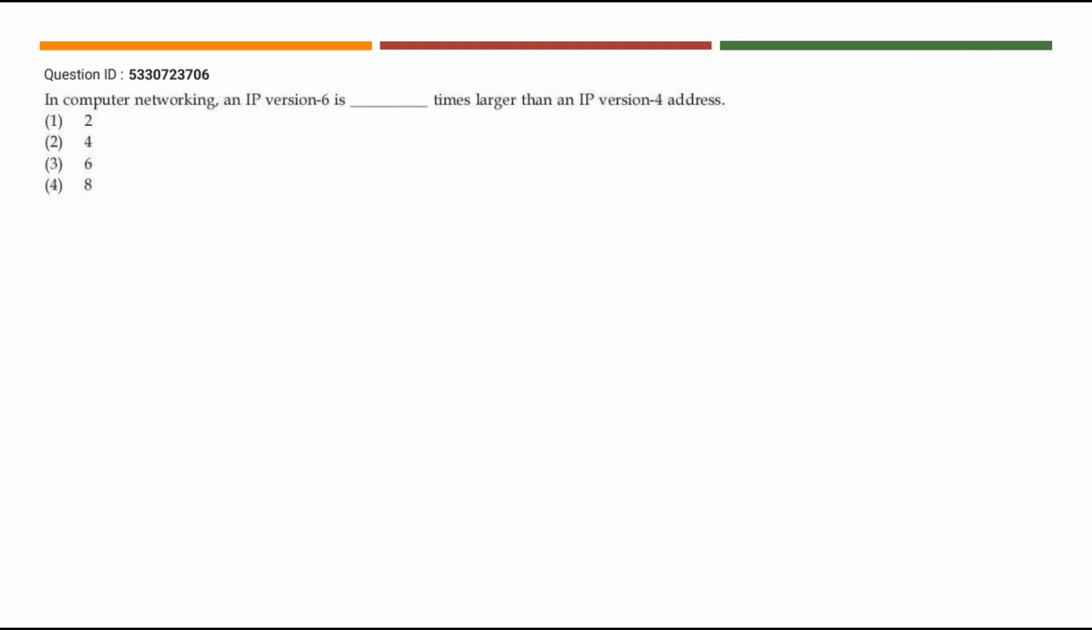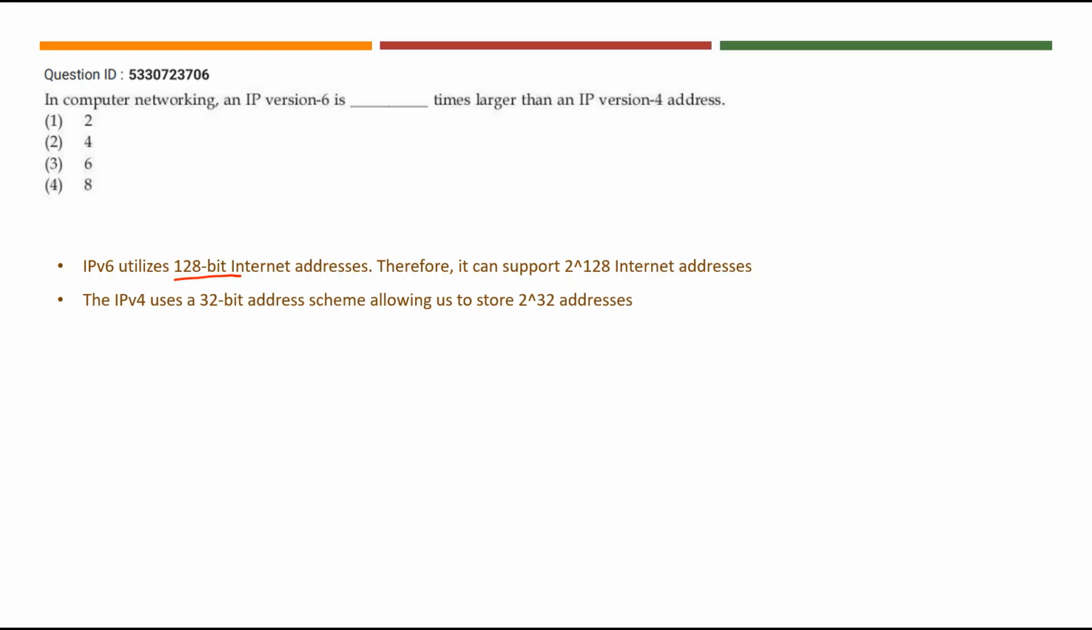Next question. In computer networking, an IP version 6 is how many times larger than an IP version 4 address? IPv6 utilizes 128-bit internet addresses. Therefore, it can support 2 power 128 internet addresses. What about IPv4? It uses 32-bit address, allowing us to store 2 power 32 addresses. How can you express 128 in terms of 2 power?